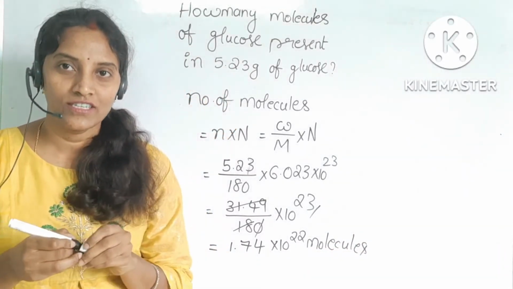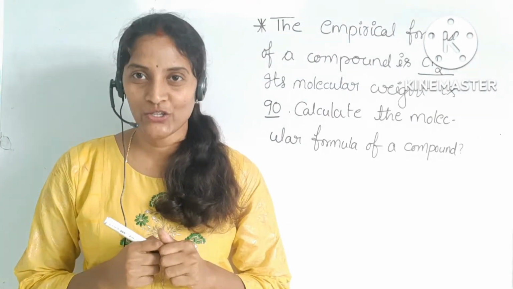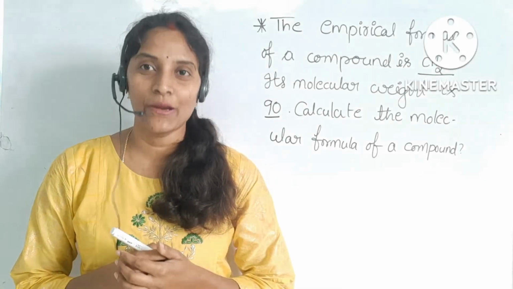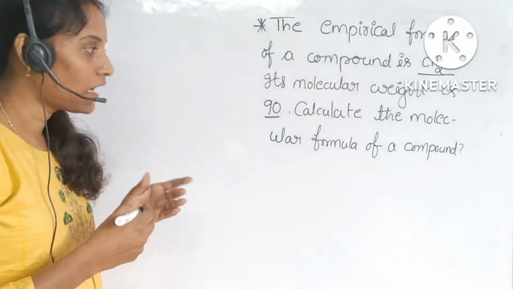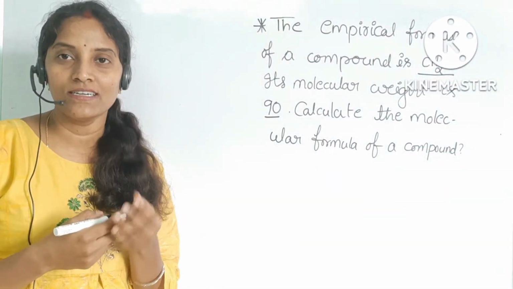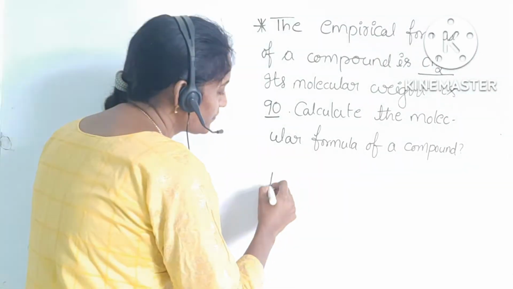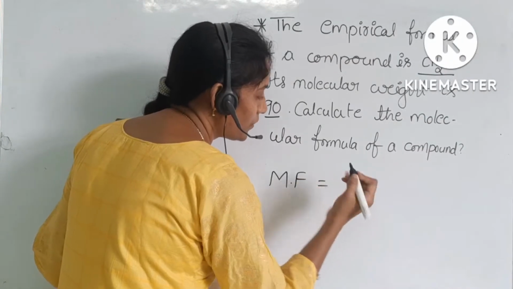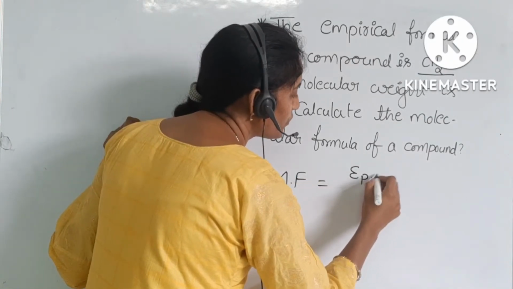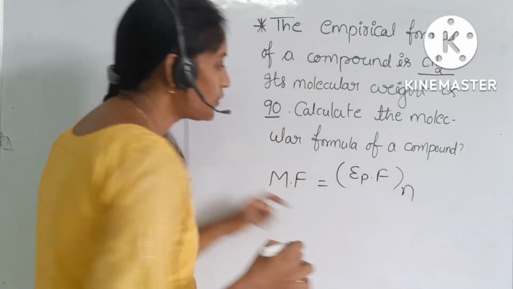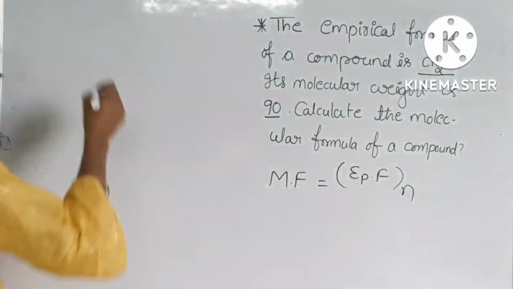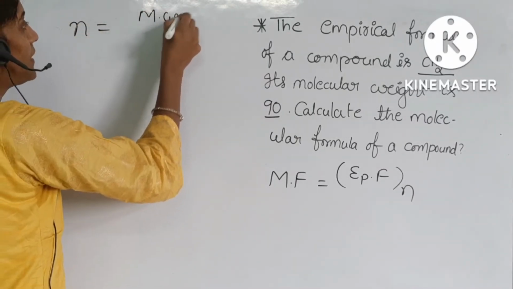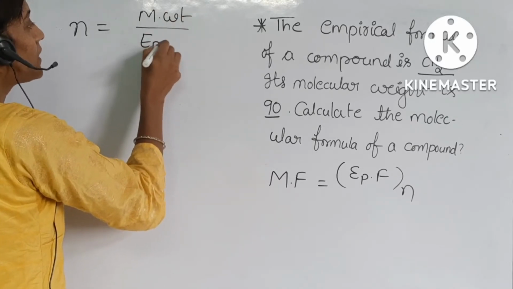5.23 grams of glucose. In this problem, you should calculate the molecular formula of a compound using its empirical formula. What is the formula for calculating the molecular formula of a compound? You can take this formula: molecular formula of a compound equals empirical formula taken n times. How can you get this n value? This n equals molecular weight upon empirical weight.